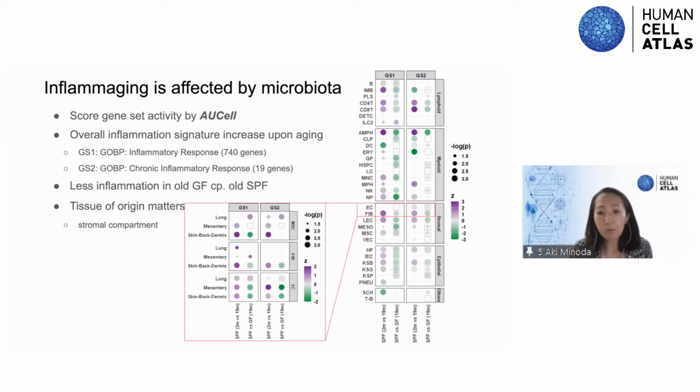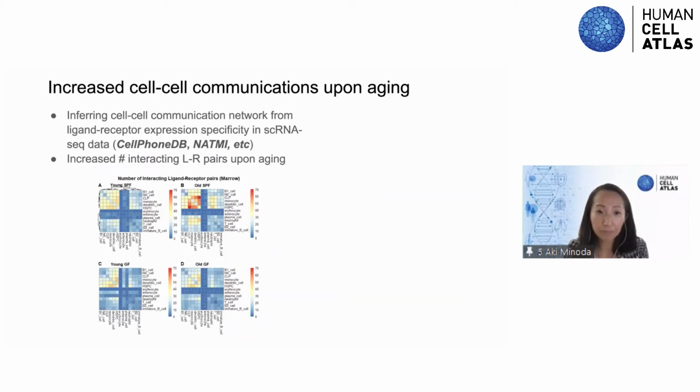And this is another example. These are non-immune cells. Also here, we see that a lot of the inflammation genes are increased with age, and some of them are rescued by the absence of the microbiota.